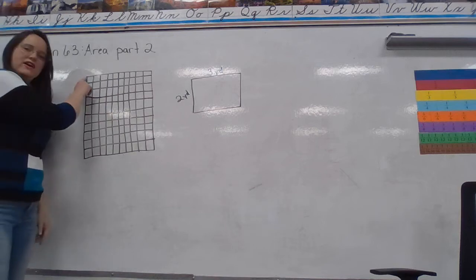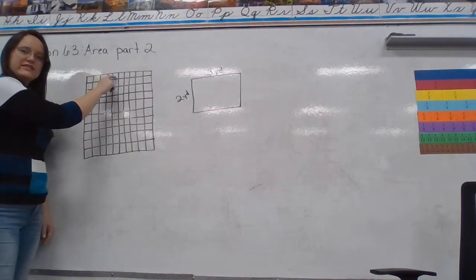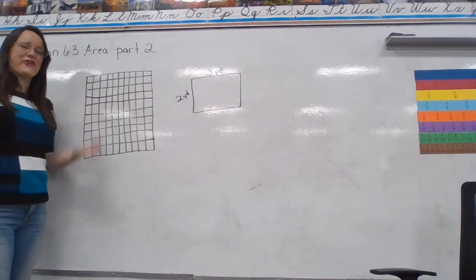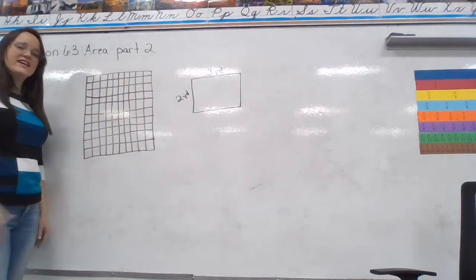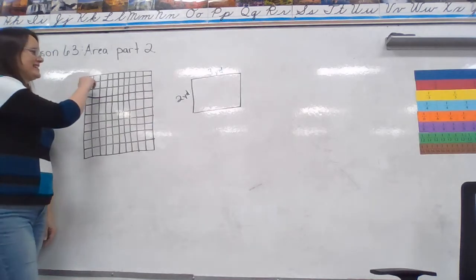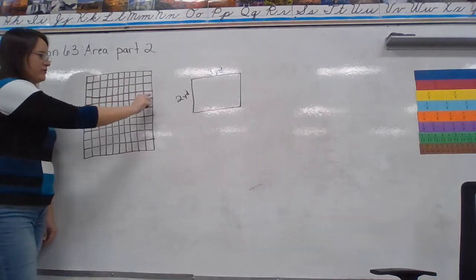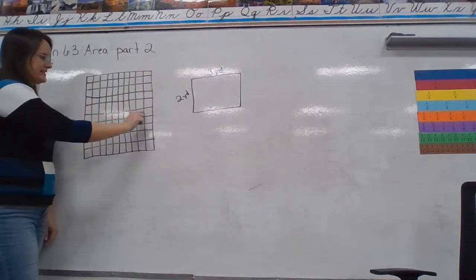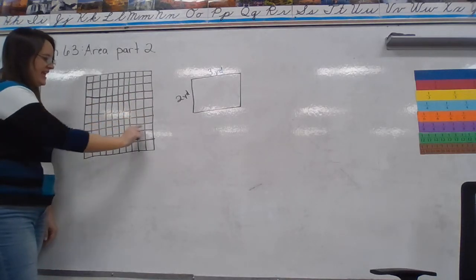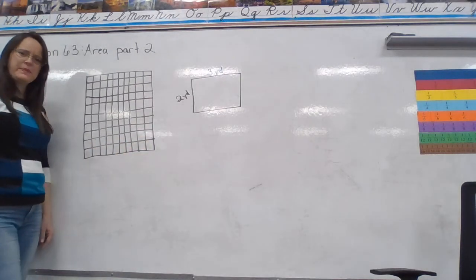Do I want to count each individual tile here? 1, 2, 3, 4. That would take forever. These are a lot. So instead, I'm going to count by tens. 10, 20, 30, 40, 50, 60, 70, 80, 90, 100.